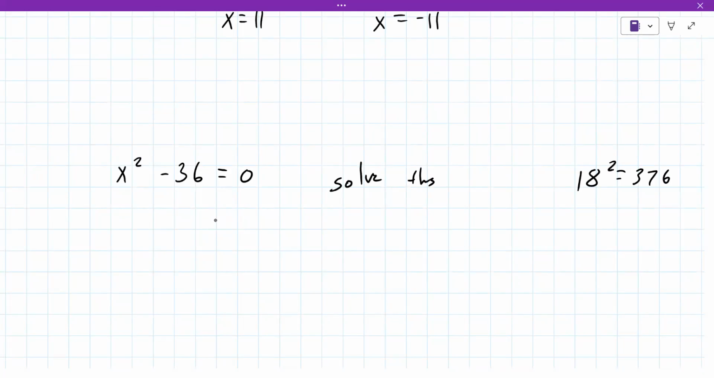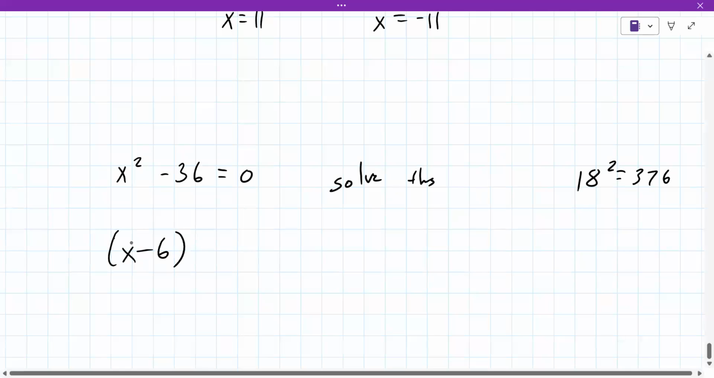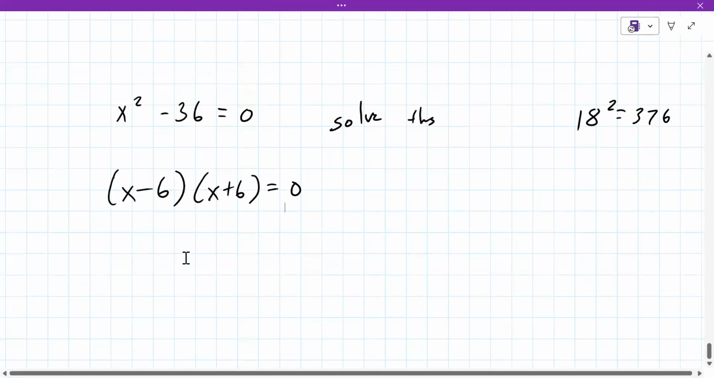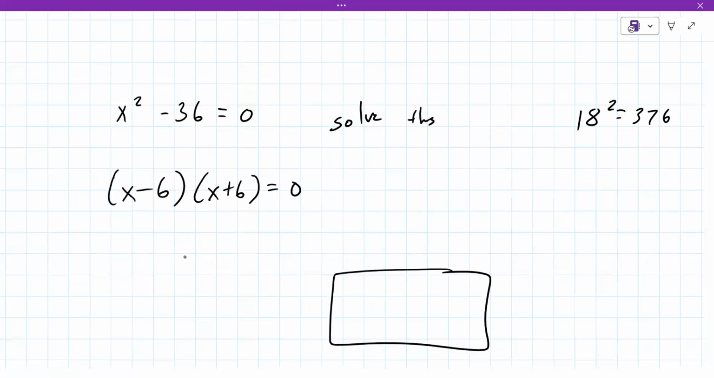It's okay. Just take your time. What's the square root of 36? 6. So x minus 6, x plus 6. Okay, keep going. And then x minus 6 equals 0, x plus 6 equals 0. And then what's the final answer? x equals 6, x equals negative 6. All right, good job.